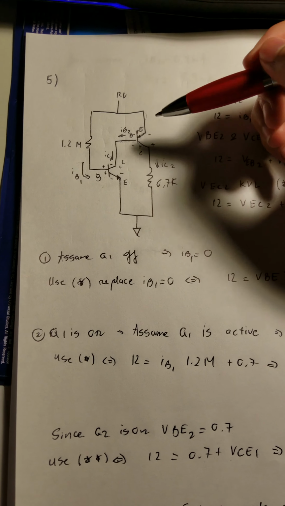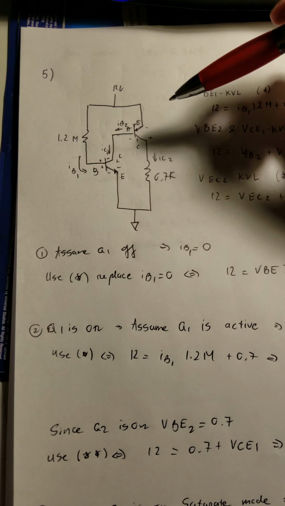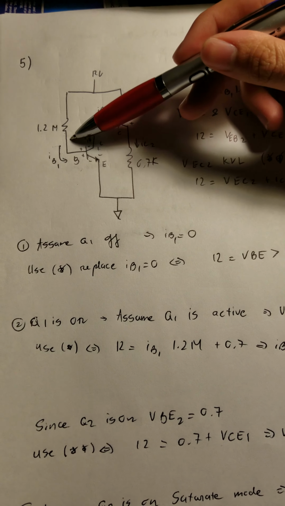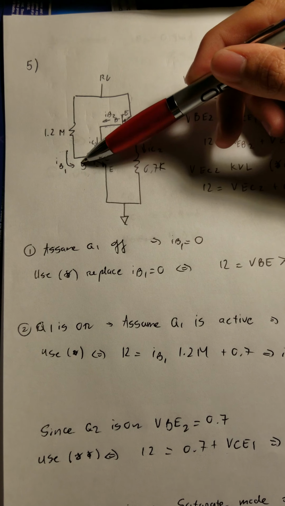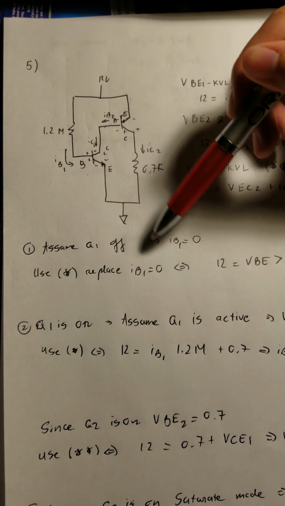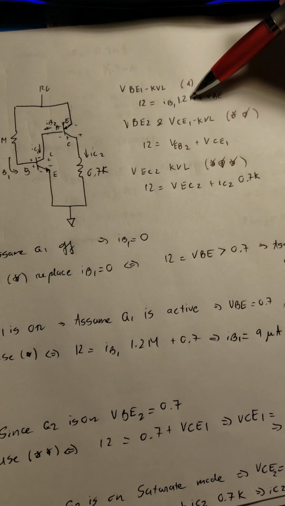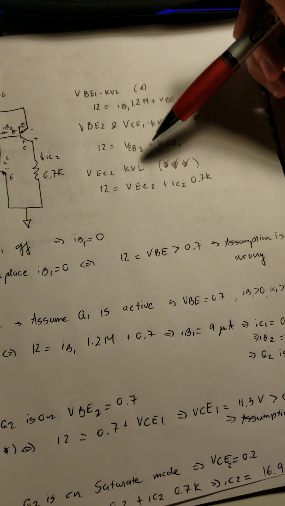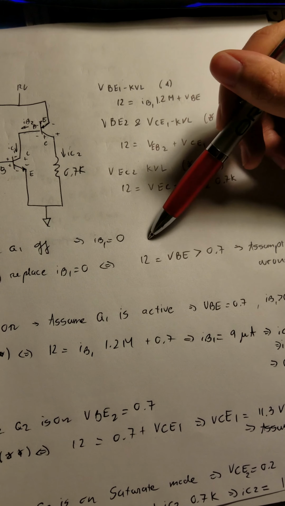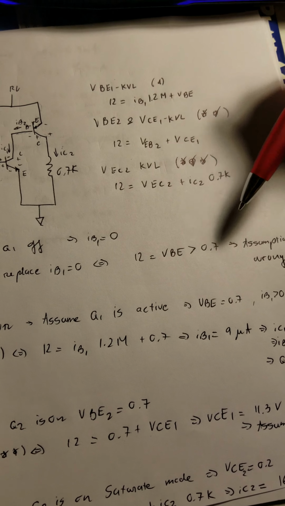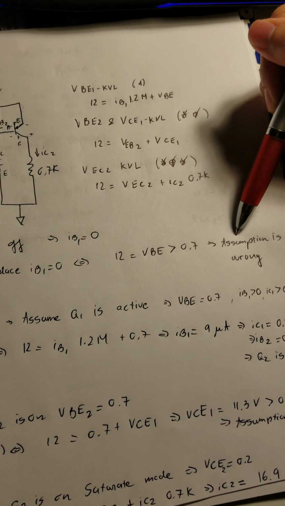So first of all, we assume that Q1 is off. What that means is IB1 is going to be equal to 0. So we replace IB1 in this equation. We're going to find out that VBE is going to be equal to 12 volt and it's greater than 0.7. Therefore, the assumption is wrong.